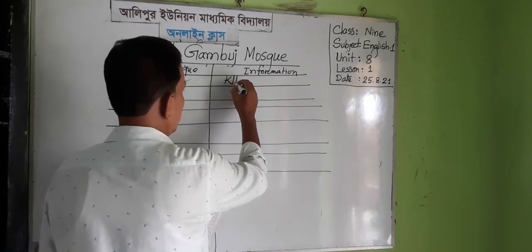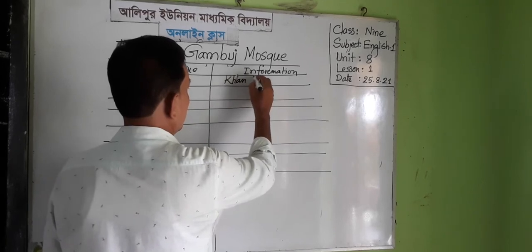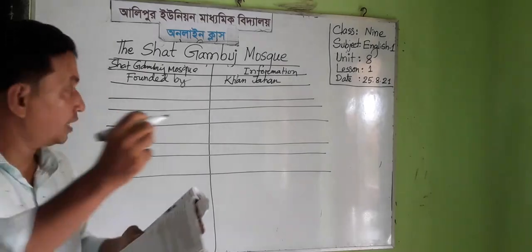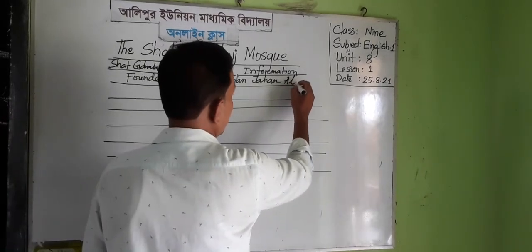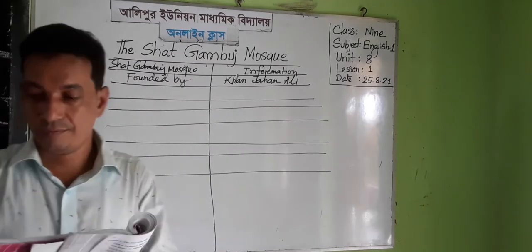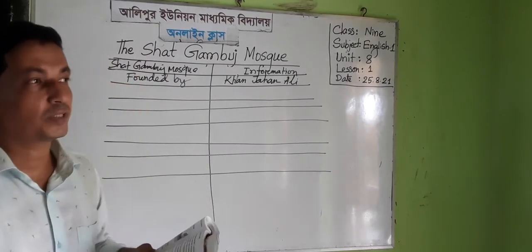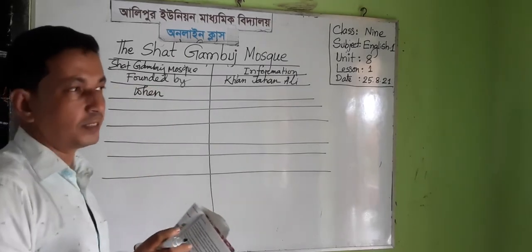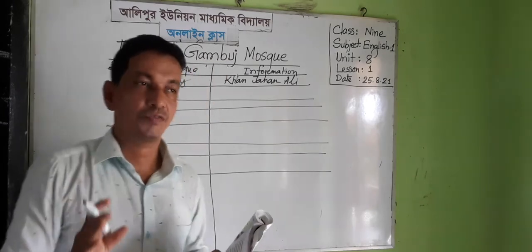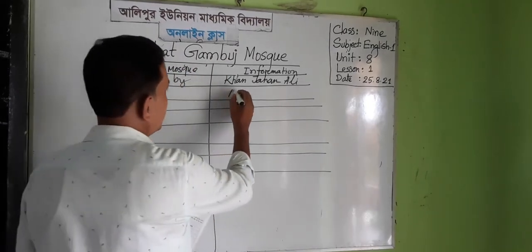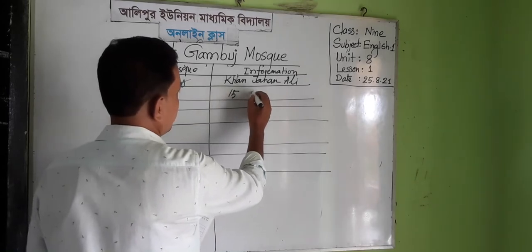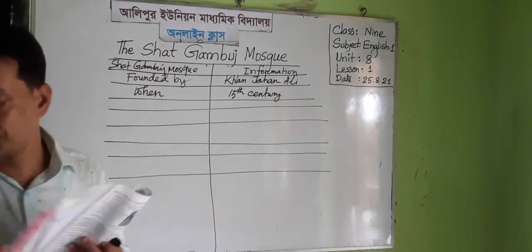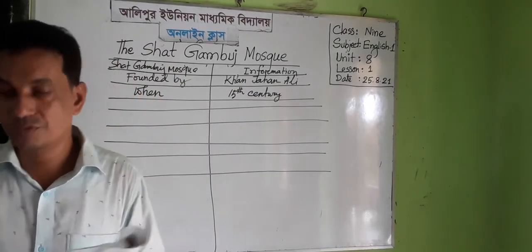Khan Ali, we may add Khan and then when, because we know that the actual time of the construction of the building may be the 15th century. So we may write 15th century.